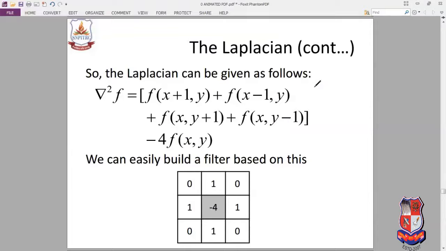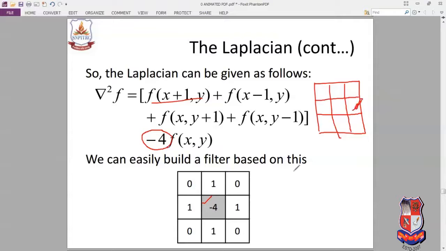Now if you want to build this in the form of a mask, I told you that x comma y is the center pixel. Now what's the coefficient of x comma y? It is minus 4. So we keep minus 4 at x comma y. Now what is f of x plus 1 comma y? This is the pixel here. What is the coefficient? The coefficient is 1. What is x minus 1 comma y? This is x minus 1 comma y, so here the coefficient is plus 1. What is f of x comma y plus 1? This is f of x comma y plus 1.